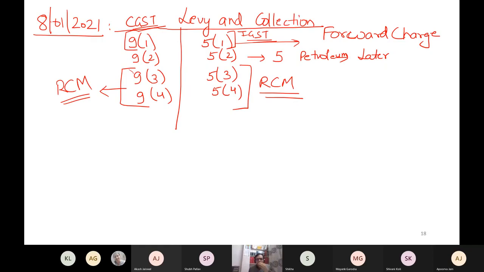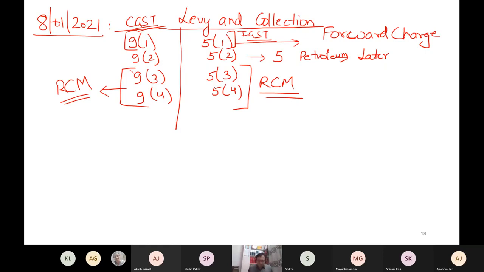So the supplier will pay. When the supplier pays, and in most cases the supplier pays, that is known as forward charge, where the supplier pays. When, rather than the supplier, the recipient has an obligation to pay the government, that is known as reverse charge. So these two subsections deal with reverse charge cases, 9.3, 9.4, 5.3, 5.4, depending upon whether the supply is intrastate and interstate.